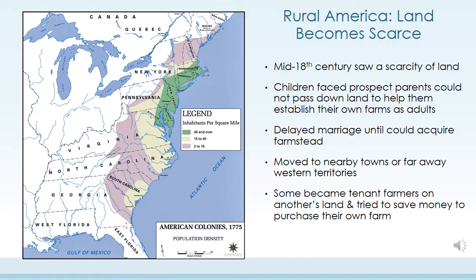Many of Connecticut's young adults went as far as northern New Hampshire, and others headed to more western parts of New York, Pennsylvania, Virginia, or the Carolinas. Finally, some families simply postponed their dreams of independence, working as tenants on another farmer's land as they struggled to save enough money to purchase their own farms.